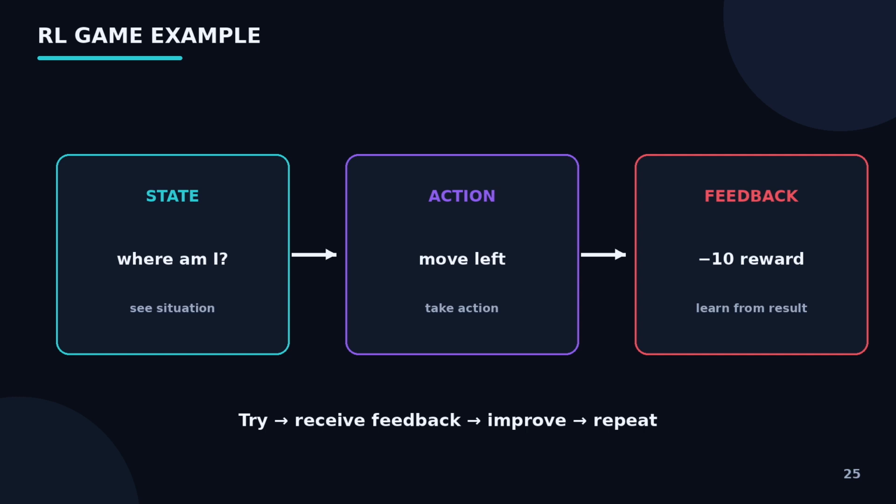Imagine teaching an AI to play a game. The agent sees the current state of the game. It can choose an action. Maybe it moves left and loses. That's negative feedback. Then it tries another strategy and moves right, earning a reward. Over thousands or millions of interactions, the agent learns which actions tend to produce better long term outcomes. This is the basic intuition behind reinforcement learning.